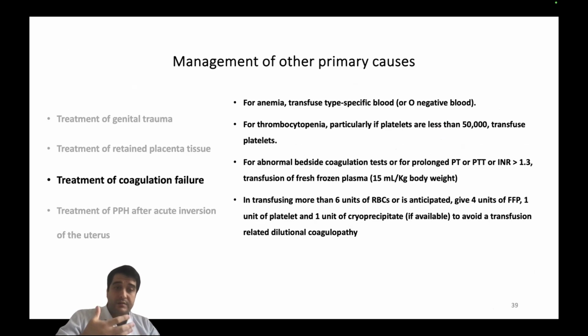For treatment of coagulation failure, for anemia we can use type-specific blood. For thrombocytopenia, particularly if the count is less than 50,000, we transfuse platelets. For abnormal bedside coagulation tests or prolonged PT or PTT, transfuse fresh frozen plasma. If transfusion of more than 6 units of RBC is anticipated, give 4 units of fresh frozen plasma.